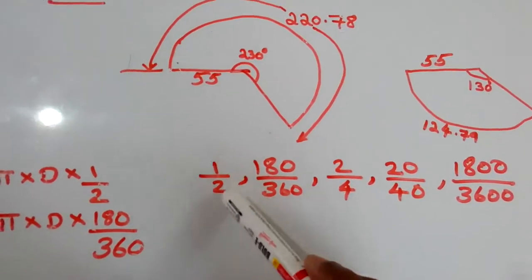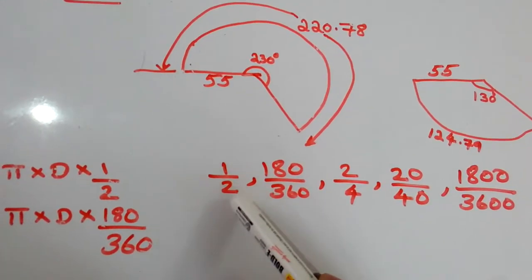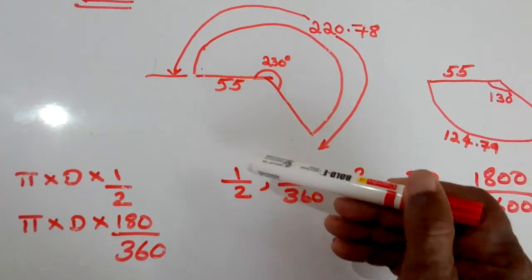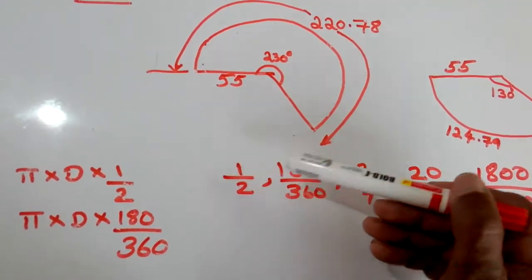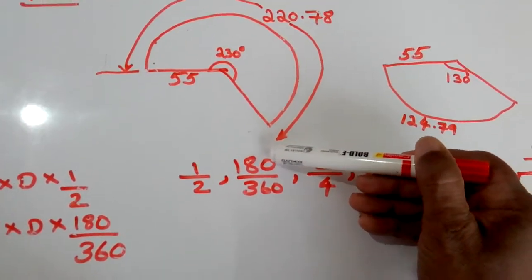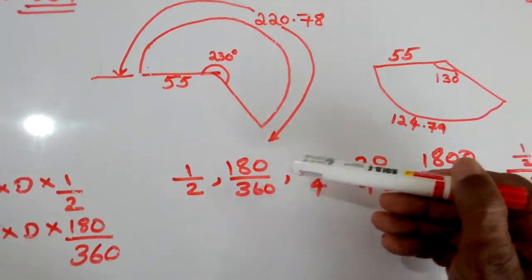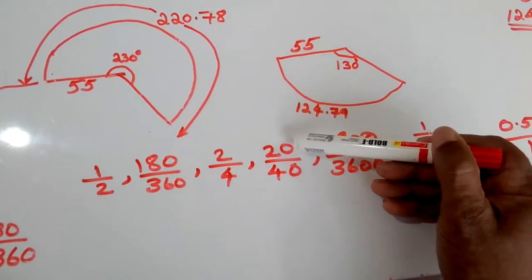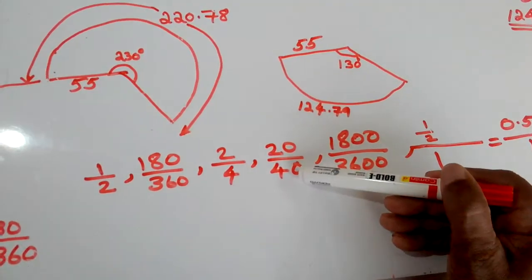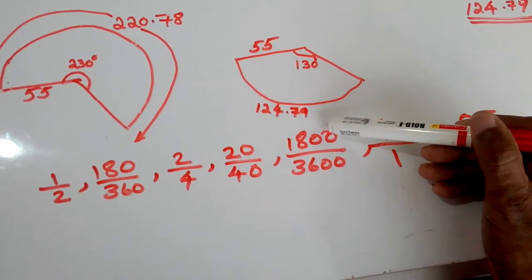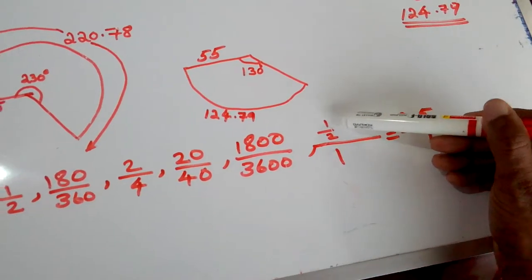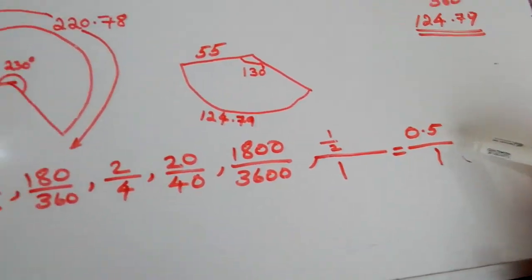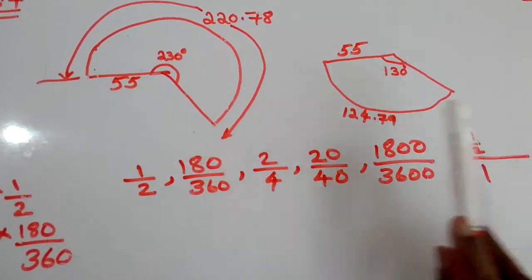Here I have written 1 by 2. This measurement means half the measurement of this measurement. This also shows it is half the measurement of this. This also shows this is half the measurement of this. Everything is the same. It is also half the measurement of this. In another way, these all are the same.